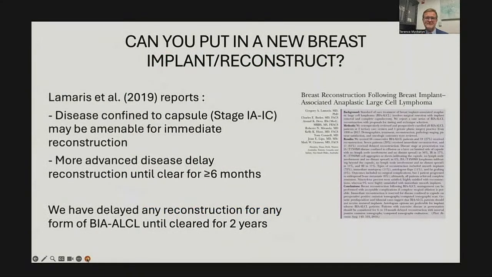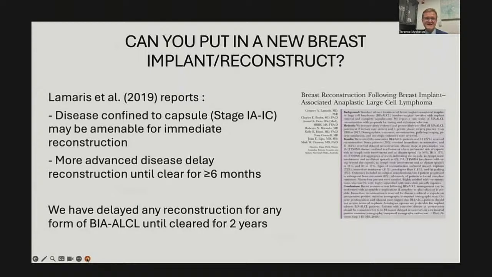Something that often comes up is whether or not, in an aesthetic patient, you can put a breast implant in right away, or in a recon patient put in an implant right away or do a flap right away, after performing an en bloc capsulectomy in a patient with BIA-ALCL. And the answer is you probably can in many cases.